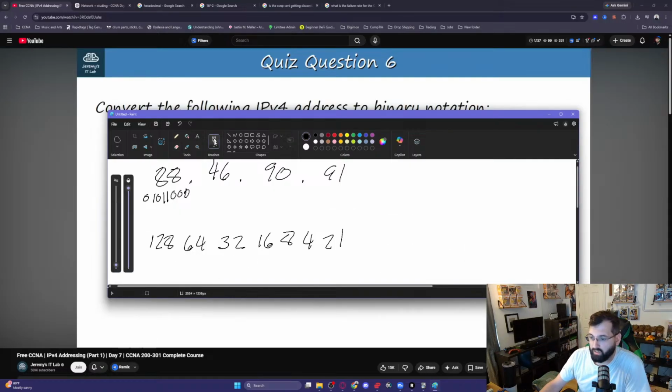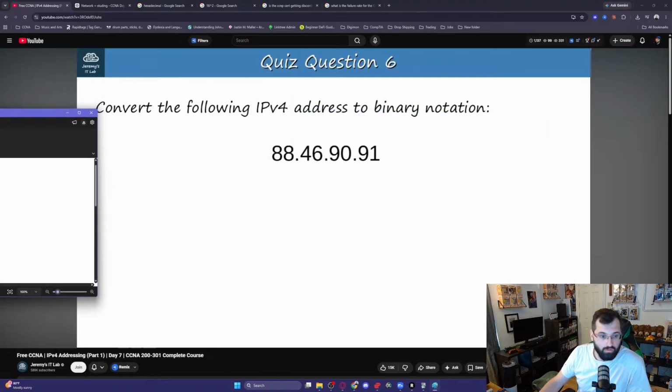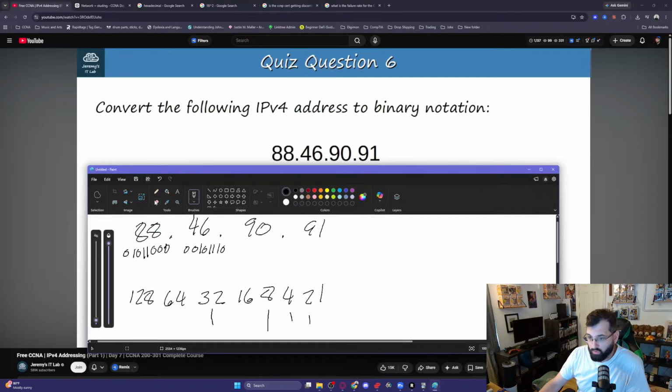Now 46 should be the next one. So obviously we need a 32. And then 32 plus 16 plus 8 is 48, so that's not going to be it. So we need an 8. So 32 plus 8 is 40, because 2 plus 8 is 10. So we're at 40, and now we need 6, which we have right here. 0, 0, 1, 0, 1, 1, 1, 0. Okay, we're doing pretty good so far.